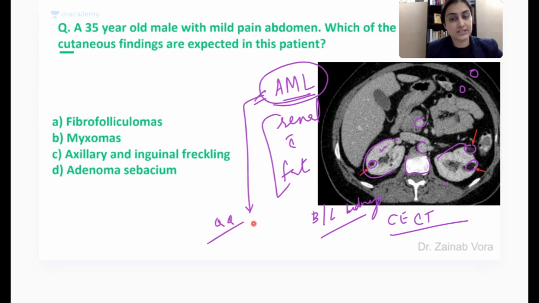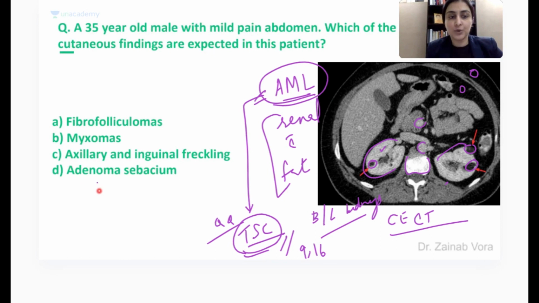Very, very important. What syndrome? Yes, tuberous sclerosis. Hamartin, tuberin, chromosome 9, chromosome 16, tuberous sclerosis. Now, I am asking you a twisted question. What kind of cutaneous features will you see in tuberous sclerosis?